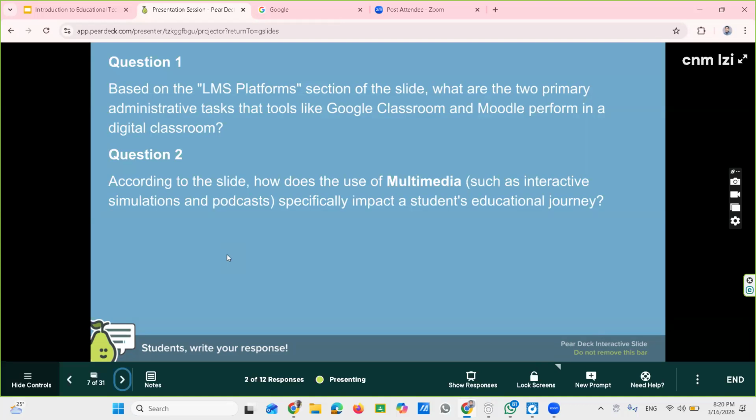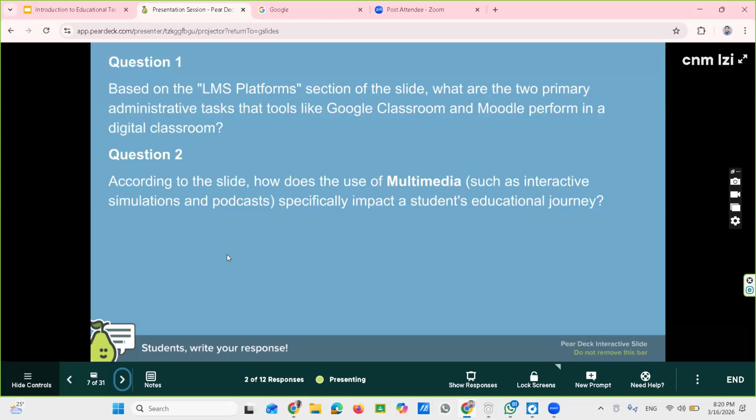Here, Google Classroom and Moodle are examples of LMS, right? Don't fear about these names. Later I will introduce Google Classroom and Moodle. These are the names of LMS. Here, for the first question, you need to answer the functions of the administrator.